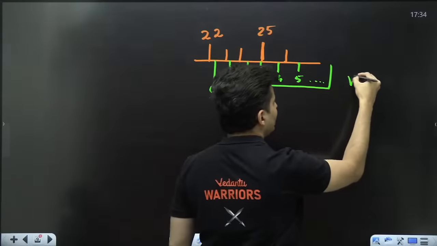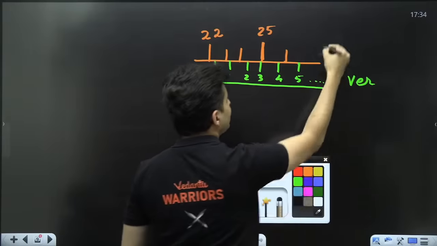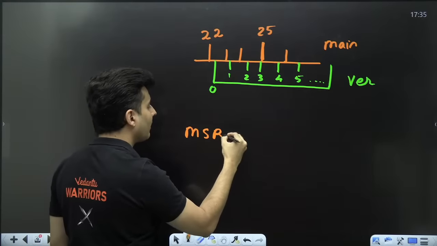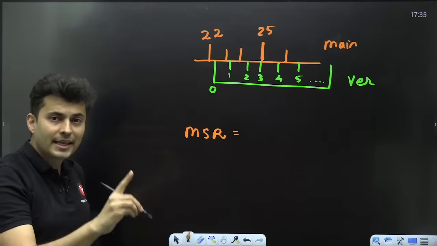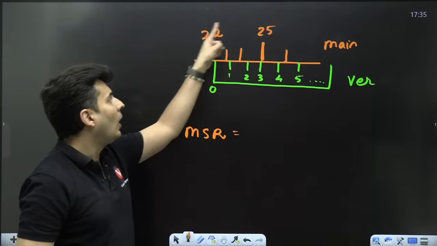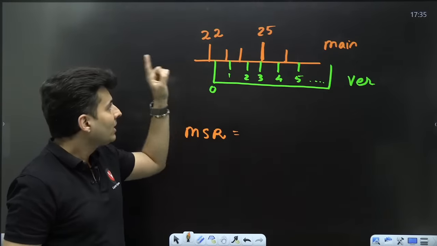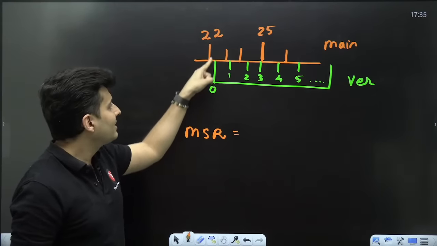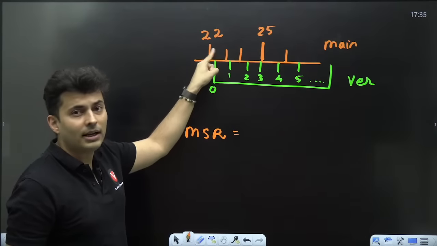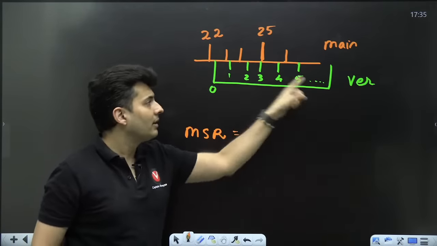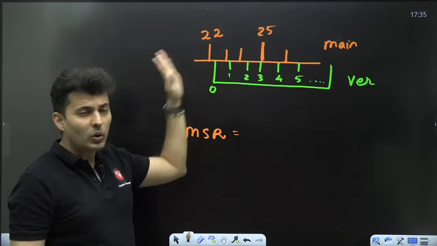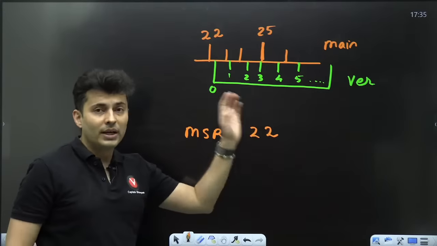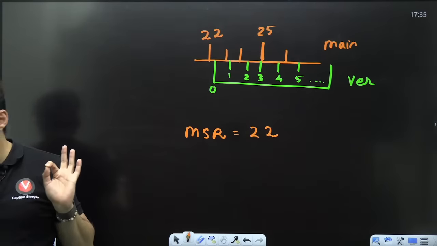Then if this is your vernier and this is your main scale, what reading will you take as the main scale reading? That reading where the 0 of the vernier coincides or crosses. Where is the 0 crossing? It is crossing after 22. The 0 of the vernier is beyond 22, so the main scale reading will be 22. Is that point very clear, my dear warriors?